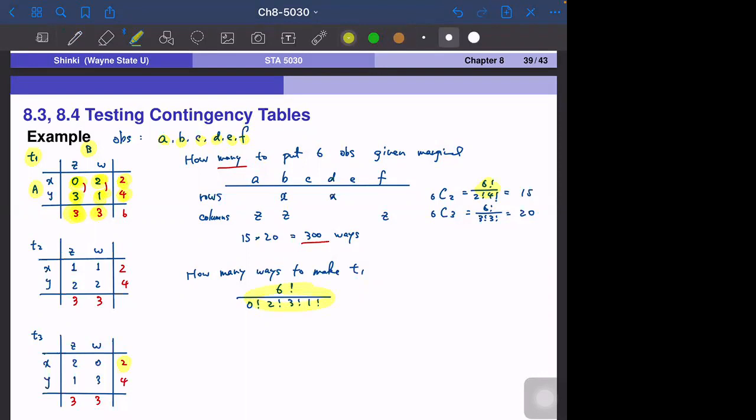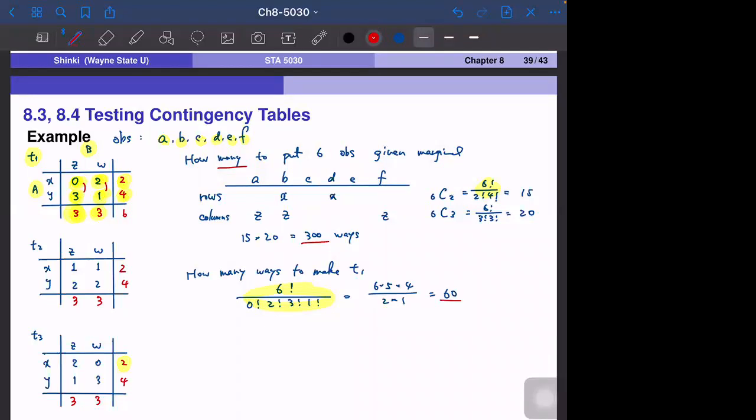Yeah. So we can assign the observations: 0, 2, 3, 1. So we can calculate this as the number of ways to get T1. And this is 6. Okay, so 6 times 5 times 4, and the 3 factorial cancels with the denominator, and just 2 factorial in the denominator. So this is 6, 5, 4 divided by 2. So that is 3 times 20. So this is 60. So we have 60 ways to get table 1.